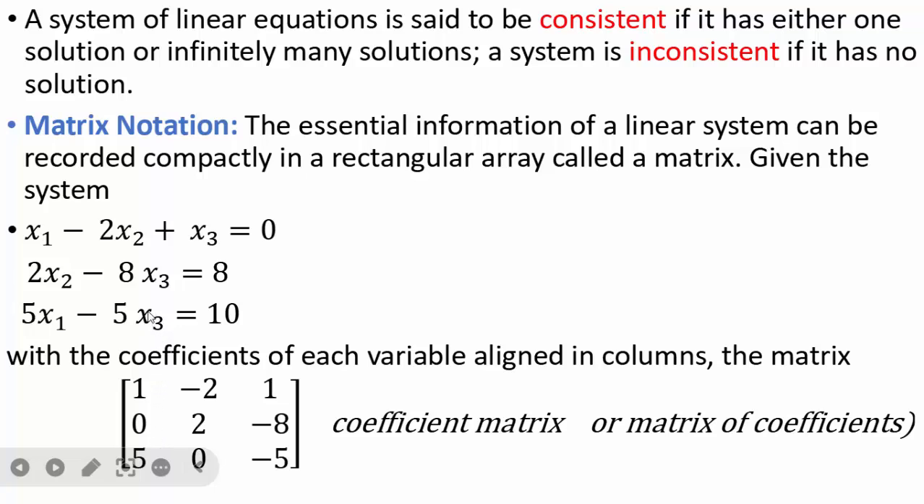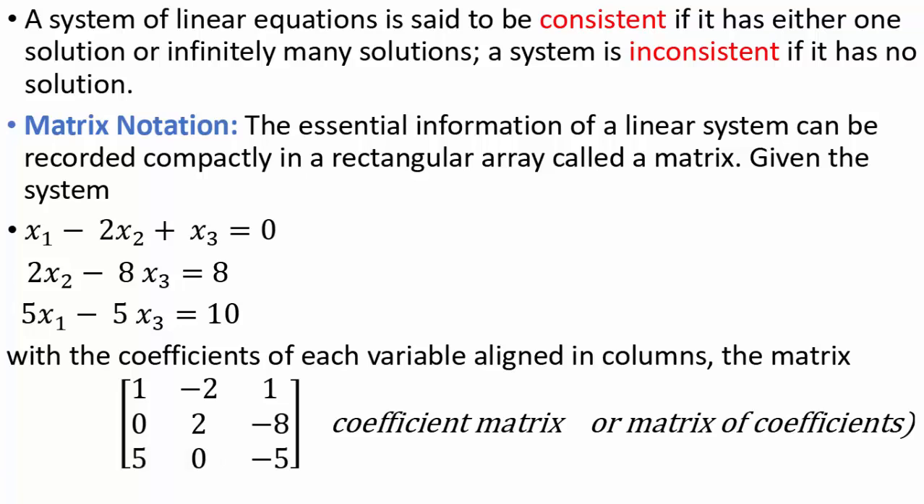First column is for the first variable. Then the second column for the second variable x2. In the first equation, the coefficient of x2 is minus 2. In the second equation, the coefficient of x2 is 2. And in the third equation, the coefficient of x2 is 0 because the x2 term is absent in the third equation. Therefore, in the matrix, the second column is minus 2, 2, 0.